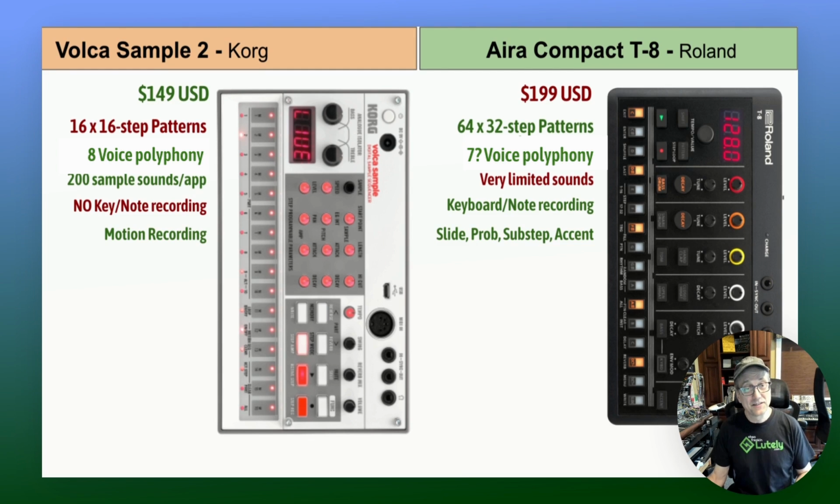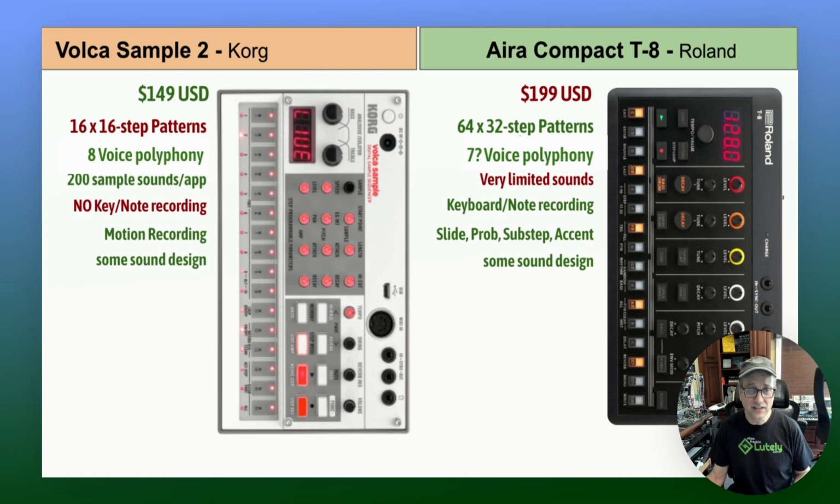Motion recording is available on the Sample 2, but not on the T8. However, on the T8, you actually have some step parameters that you can change really easily. Slide, probability, substeps, accents, ties. And so I would say these two have similar capabilities, but the T8 actually has more options, even though you can do motion recording on the Sample 2.